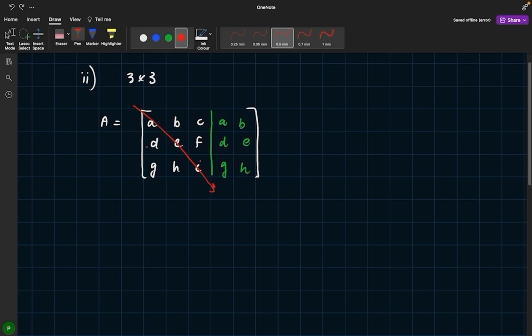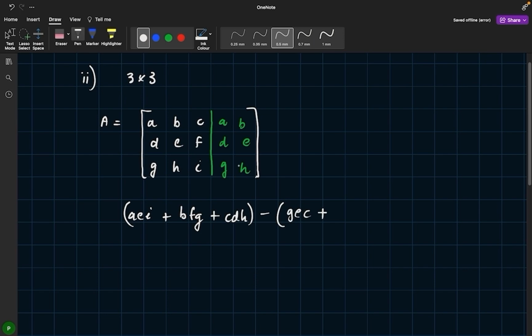So let's do that. So you have AEI plus BFG plus CDH. And you're going to subtract from this the addition of the multiplications of these diagonals right here. Let's do that. Minus GEC plus HFA plus IDB.